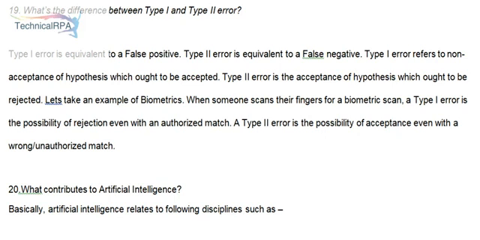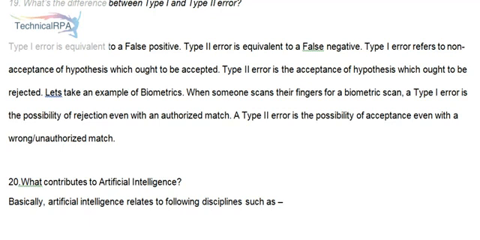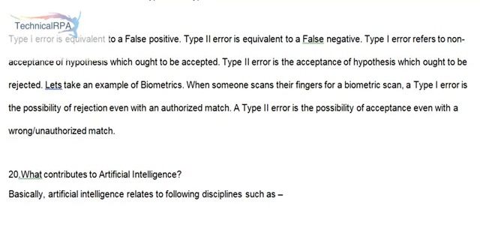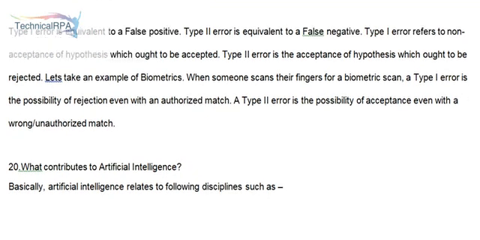Let's take an example of biometrics. When someone scans their finger for a biometric scan, a type I error is the possibility of rejection even with an authorized match. A type 2 error is the possibility of acceptance even with a wrong, unauthorized match.